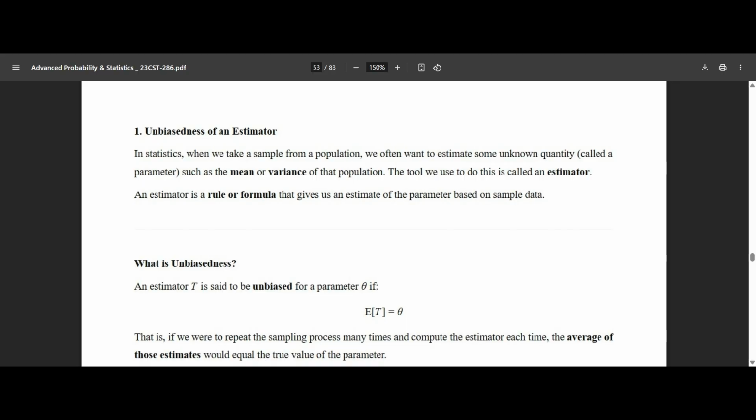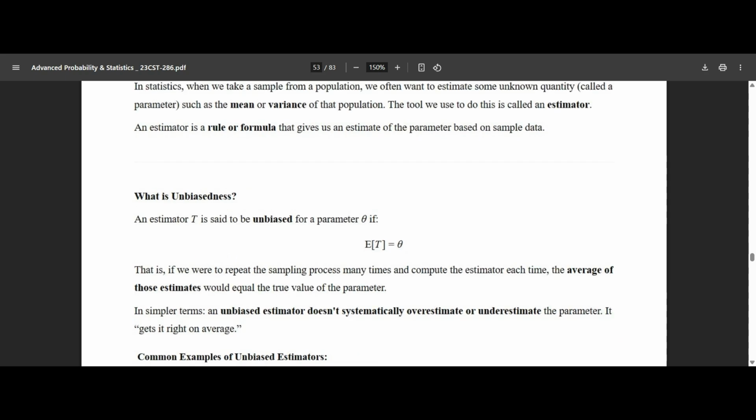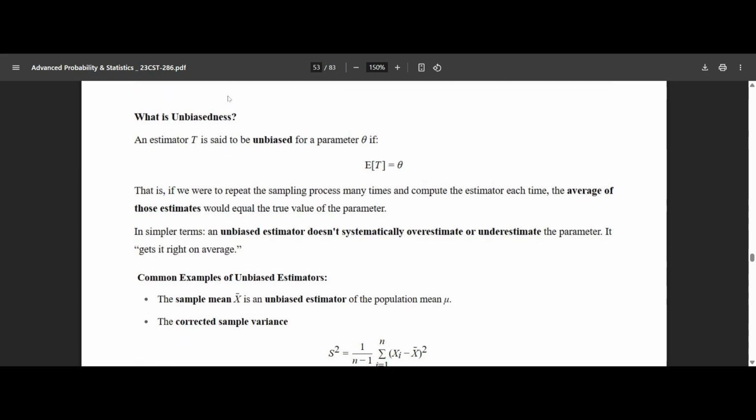So the first property is what? The first property is unbiasedness. In statistics, when we take a sample from a population, we often want to estimate some unknown quantity, such as the mean or variance of that population. The tool we use to do this is called an estimator. So we know what an estimator is. Now what is an unbiased estimator? What is unbiasedness? An estimator T is said to be unbiased for a parameter theta if E of T equals theta, meaning the expectation of the estimator is equal to the parameter.